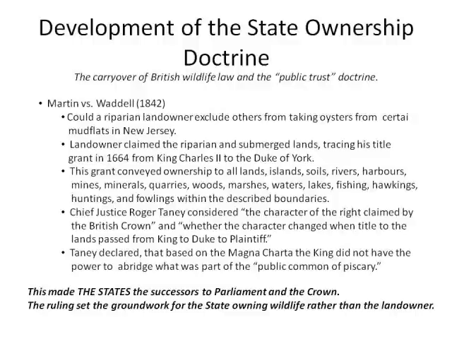So, Chief Justice Roger Taney, who was the Chief Justice at the time, considered this case based on two issues. First, he looked at the character of the right claimed by the British Crown. In other words, did King Charles II have the power to give this land grant? And second, whether the character changed when the title of the lands passed from the king to the duke to the plaintiff. In the end, Taney declared that the Magna Carta had not given the king the right to give this land grant, in that the land grant couldn't include the oysters because they were part of the public trust.